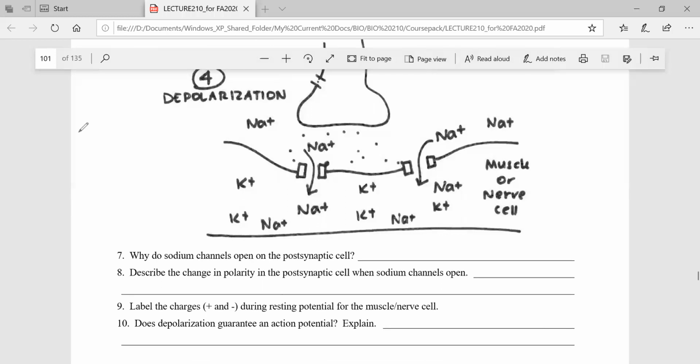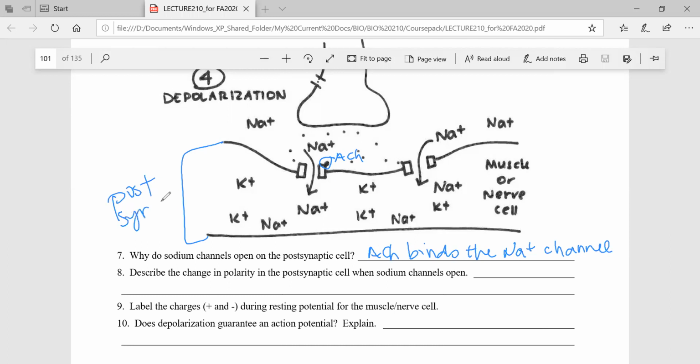All right, now with depolarization, why do sodium channels open on the postsynaptic cell? Well, we've got acetylcholine right there that is bound to that sodium channel. So we'll say that ACH binds the sodium channel. Okay, number eight, describe the change in polarity in the postsynaptic cell when sodium channels open. This one here is our postsynaptic cell. All that means is it's on the other side of this gap of space here called the synapse. So what happens is we have sodiums rush in. Because the majority of the ions are now inside of our cell, we're going to say that this takes on an overall positive environment. So now the environment inside becomes positive.